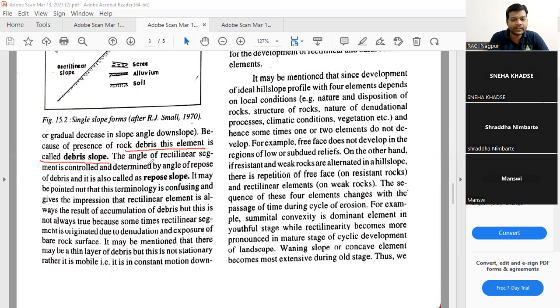The angle of the rectilinear segment is controlled and determined by the angle of repose of debris, so it is called repose slope. Angle of repose means angle of stability basically. It is the angle till which a slope or the debris can be stable. If this angle is crossed, the debris will come down, right? That will be called the angle of repose.